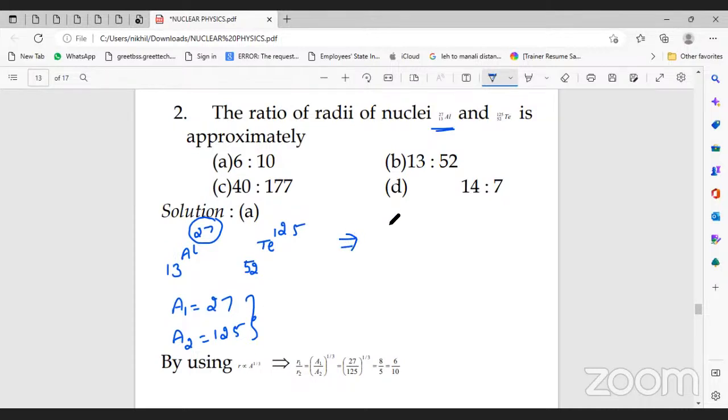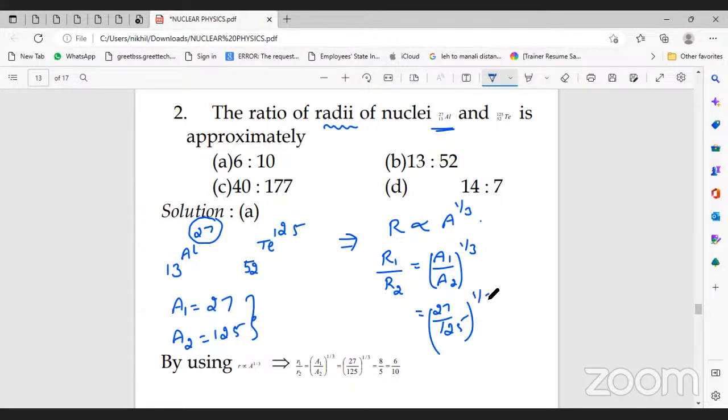So you know that radius is directly proportional to A power 1 by 3. So what is R1 by R2 then? R1 by R2 will be equal to A1 by A2 whole power 1 by 3. So A1 is 27 by 125 whole power 1 by 3.